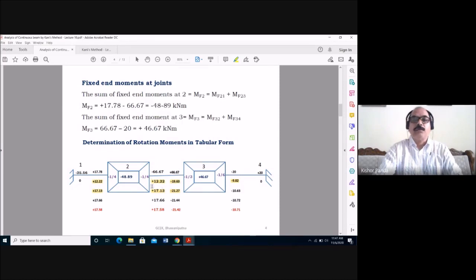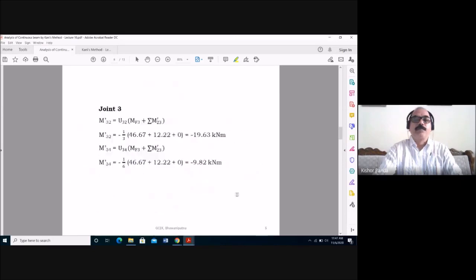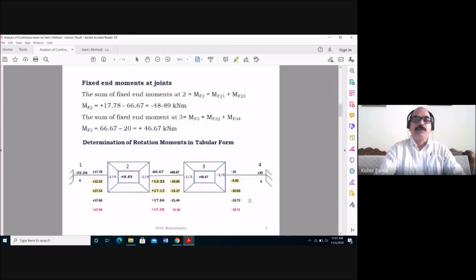So the far end rotation moment is 17.13 and this side is 0. So 17.13 plus 0, you'll get minus 10.63. So you have to put this value here. So now the second cycle is over. Then again you have to go for the third cycle.